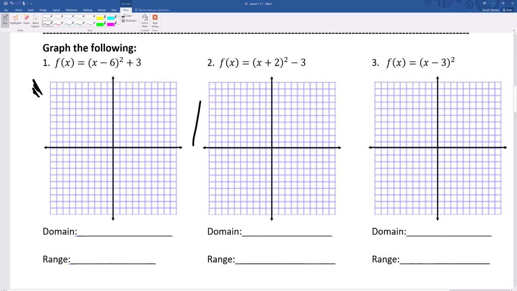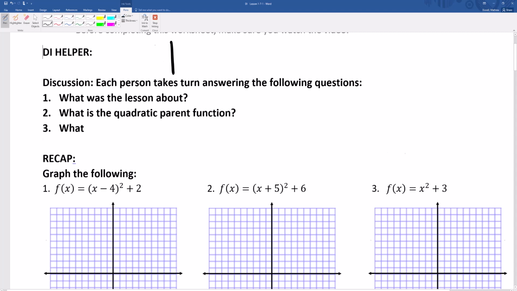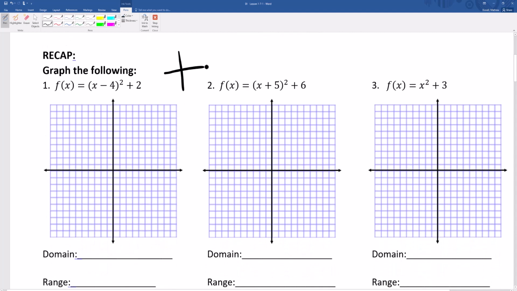All right, so it says graph the following. So remember our parent function. Our parent function starts at 0, 0. And then we have to think of it, right? 1 squared, 2 squared, -1 squared, -2 squared. It's going to create this parabola. But we have to figure out what the shift is.